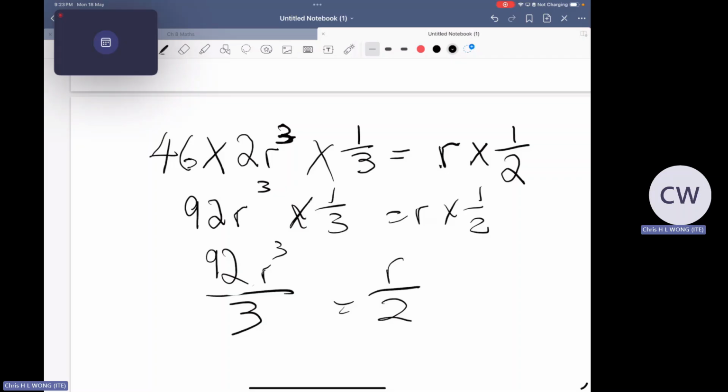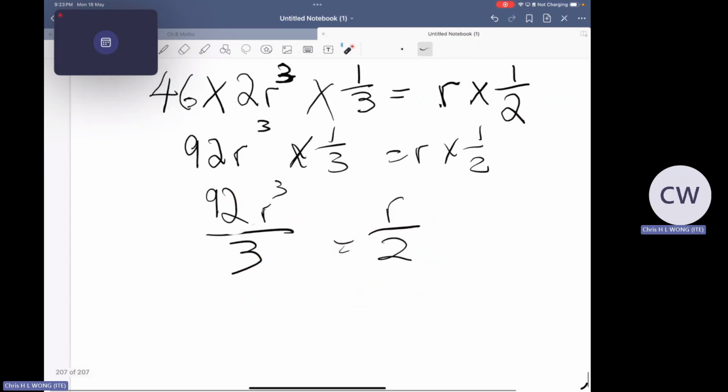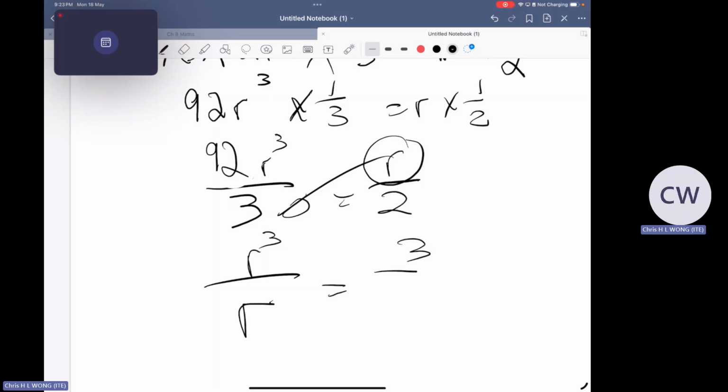So I'll throw away the 3. I throw away the 92. But r, there's an r here. You got to bring over here. Yeah. Bring all the r together. So I will have r cubed. This one bring over, r equals to 3 over 92 times 2. Do you agree? Look carefully. Do you agree?